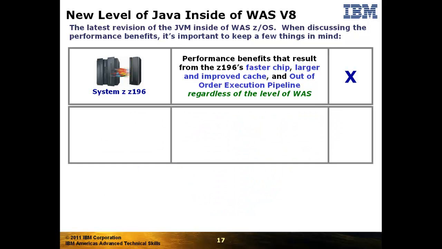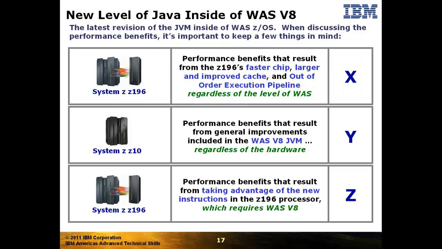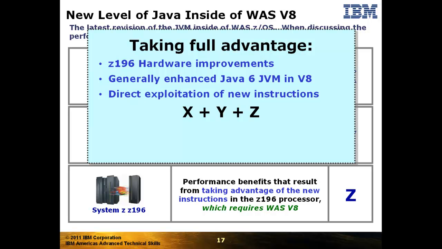The next category of performance is that provided by enhancements in the JVM provided inside of WAS z/OS version 8. The IBM JVMs are under frequent review and update to improve performance in areas such as the just-in-time compiler, the garbage collection process, and other areas of performance efficiency. The JVM inside of WAS z/OS version 8 provides such a performance benefit. This is the performance benefit you would see from WAS z/OS version 8 if you ran it on your existing z10 processor and compared its performance with WAS V7 on the same z10. Let's call this Y.